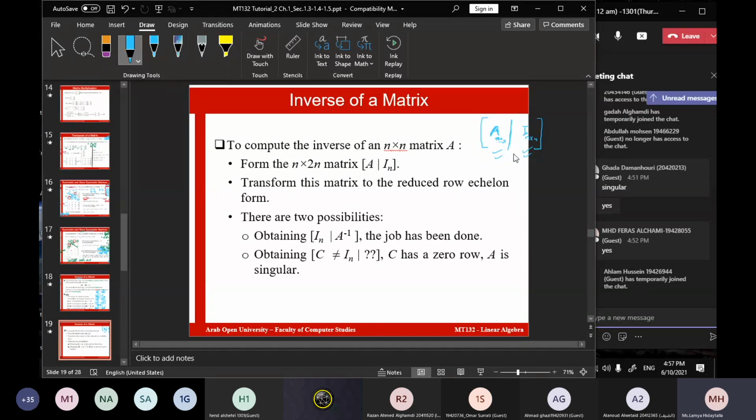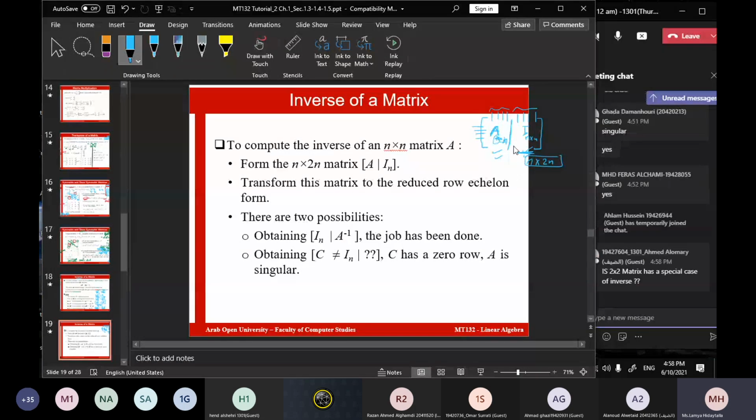So the new matrix, what is its dimension? A was M by N and this is M by N. So I will have how many rows? N rows. The columns here are N columns, but here as well there are N columns. So N plus N is 2N. So the dimension of my new matrix is N times what? 2N. Okay, and then what do we do?